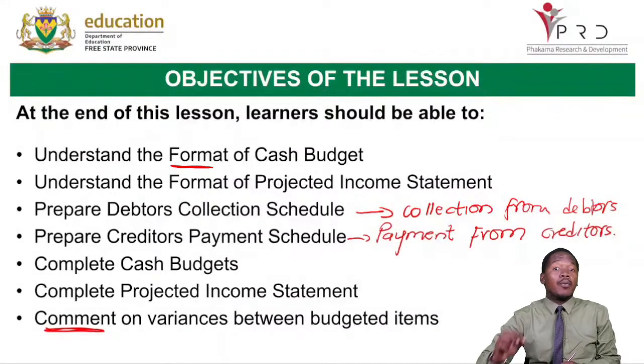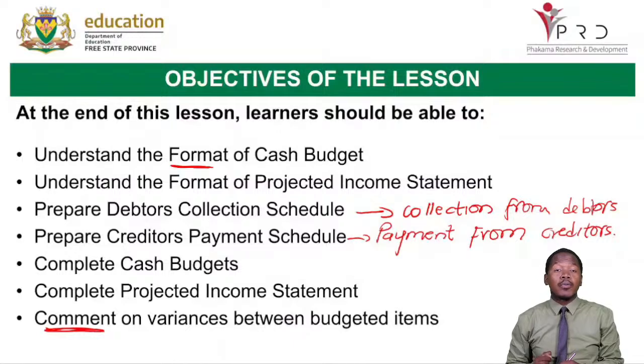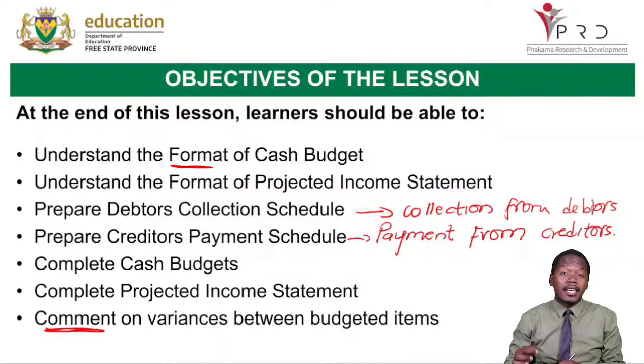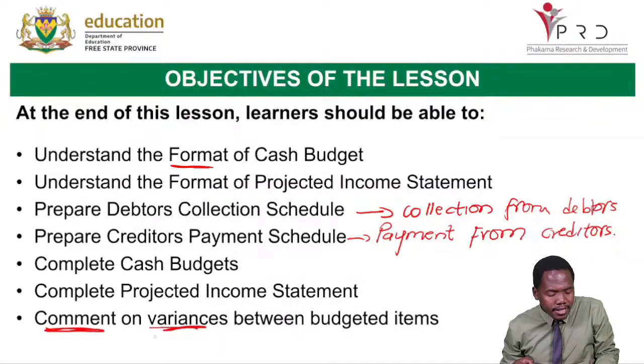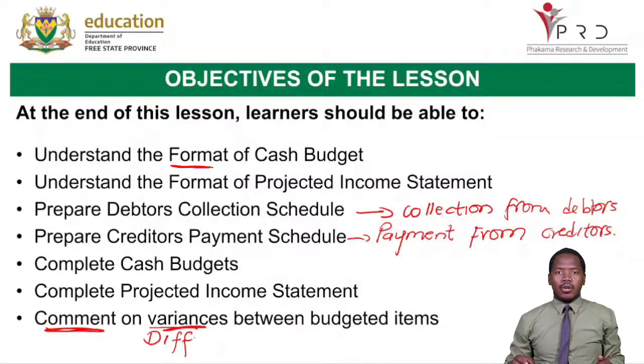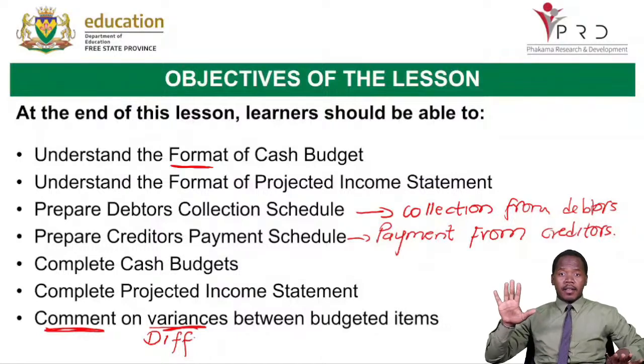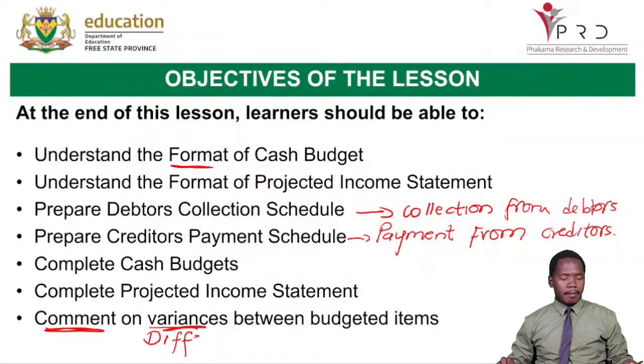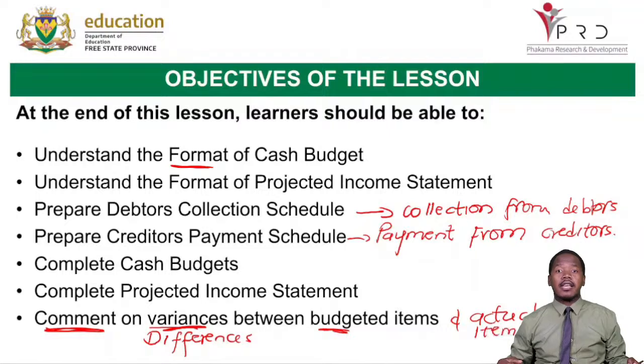Lastly, this will be the last thing we are going to be focusing on. We are going to be commenting, analyzing, giving recommendations or advice on variances. Remember, what are variances? Variances are differences between the budgeted items and the actual items. So we are going to look at what we planned for compared to what really happened, what we really spent on, or what we really received.